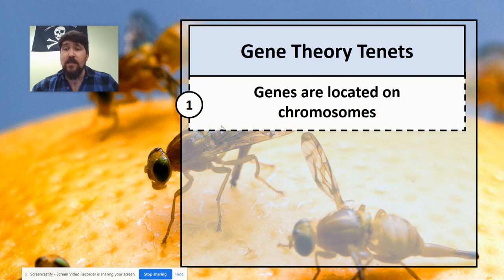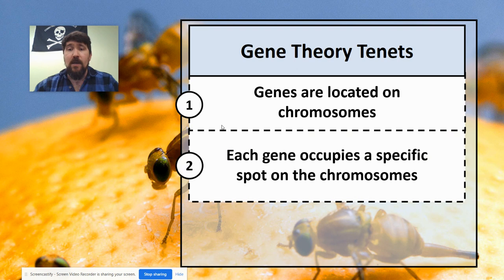Number one tenet says genes are located on chromosomes. Okay, sounds good. Number two is that each gene occupies a specific spot on that chromosome. And that's important. So when we map out a genome, we want to know not only what the gene is, what it does, but where is it located? So we can literally make a map of a chromosome. We're going to find that gene right along there.